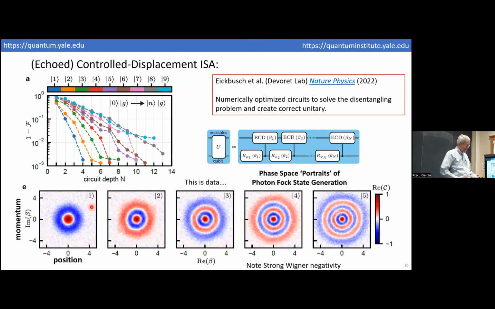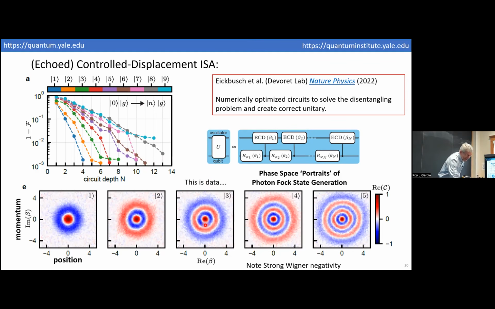And this is a very expressive gate set. It takes only 4 to 10 circuit depth to make very, very high fidelity Fock states, for example. And how can you tell by looking at this picture that it's a Fock state? Well, from the number-phase uncertainty. The number is completely certain, so the phase of the state has to be uncertain by 2 pi. That's why they have this sort of rotational symmetry in phase space.